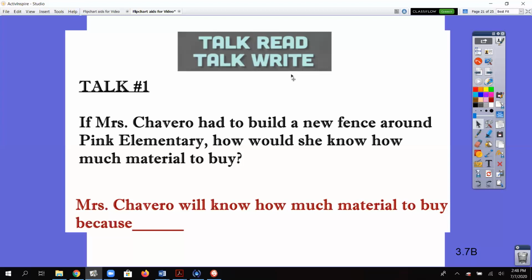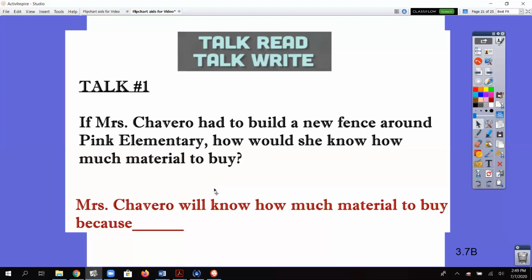So at this point, you would have the students try and talk. You should have a method in your class of how you want the students to talk. They should have an AB partner or random, whatever system you have in place for the students to talk. And they will use this sentence right here: Ms. Chavero will know how much material to buy because... making sure they use that stem to share. So you can have them share with a partner and then share with you as a class.